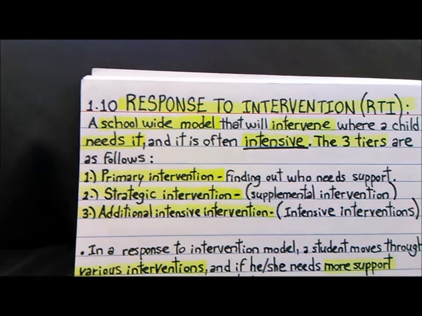Triangulated data is data from multiple sources. Qualitative data comes from experiences and stories. Quality, experience, stories. Qualitative data is personal and subjective and comes from stories and experiences.